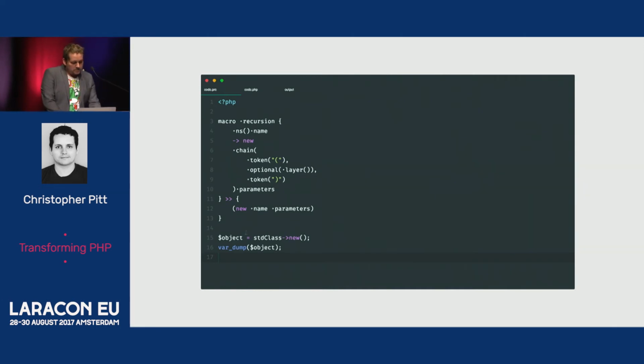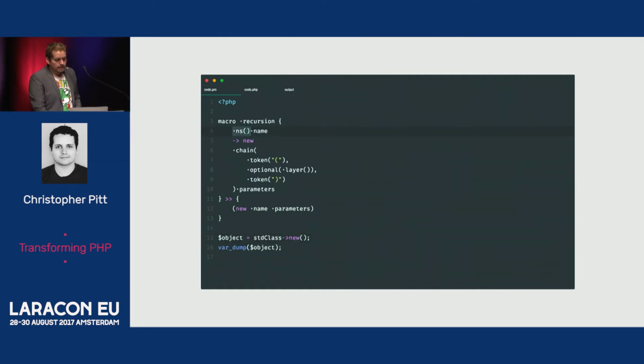Say I wanted to support this kind of Ruby-esque initialization. Maybe I wanted to be able to chain things on here. And in PHP, we can't typically say something like new standard class and a function call, because we first have to wrap these in brackets. But Ruby has this sort of syntax, and I kind of fancy it. So to do this, we can define a macro that we want to execute recursively. In other words, something that will allow us to do that, for example.